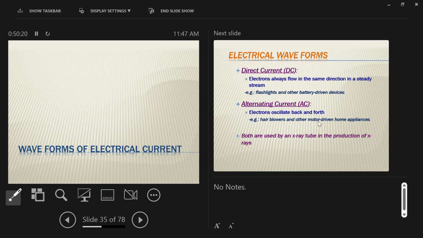Next one. All right, let's talk about waveforms of electric current. The reason we have waveforms of electric current is because we want to be able to put on a graph a visual representation of what the electric circuits are doing. When you plot them on a graph, it creates these wavy graphs. So they create waveforms when you plot them on a graph. Let's describe those things.